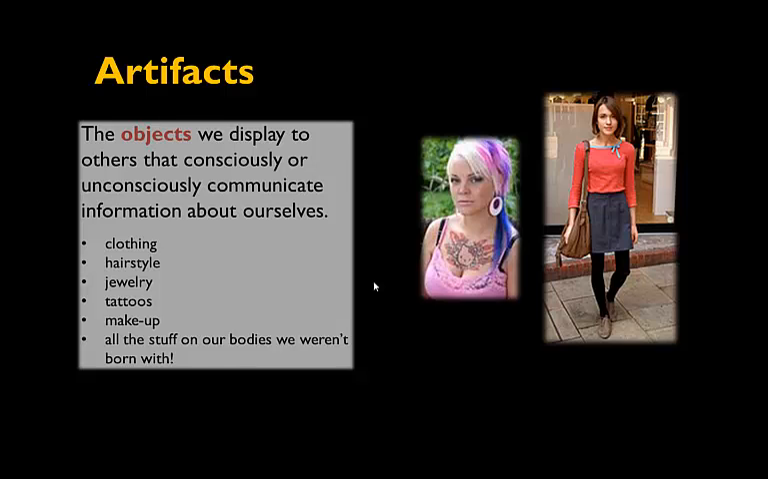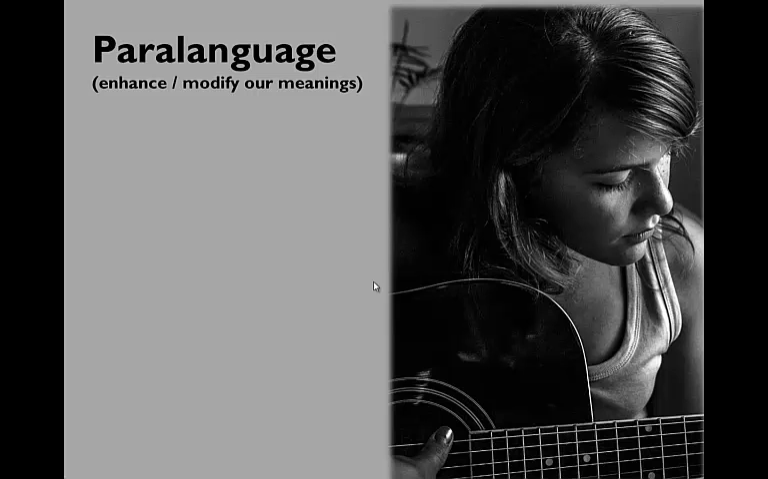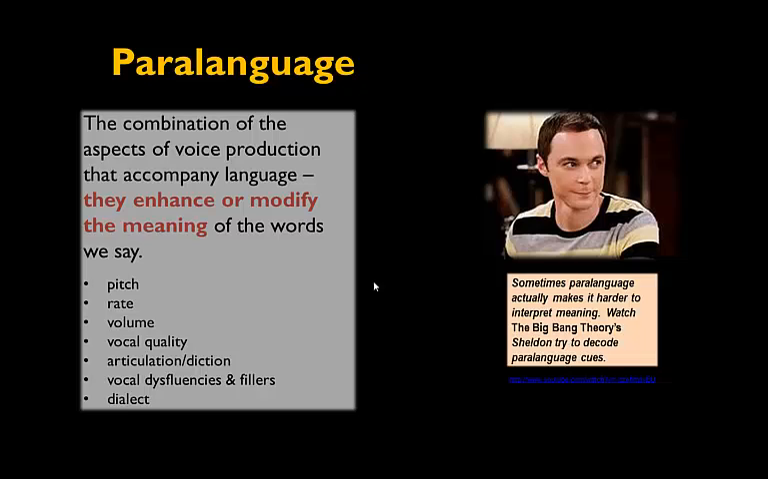Okay, so the last category we're going to discuss is paralanguage. This is the way that we use vocal elements to enhance or modify the meaning of the words that we say. So these are things like pitch, rate, volume, vocal quality, articulation and diction, and vocal disfluencies and fillers. The importance of paralanguage is one of the reasons why I ask you to use a conversational delivery style when you're giving your speeches.